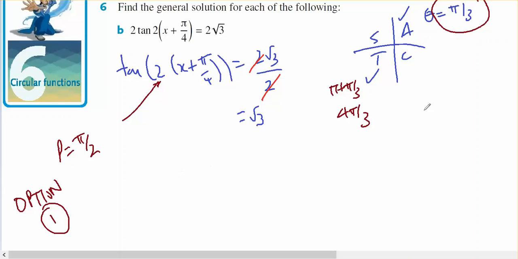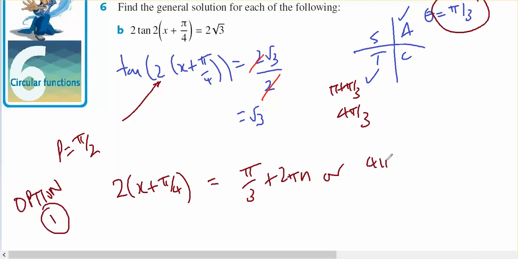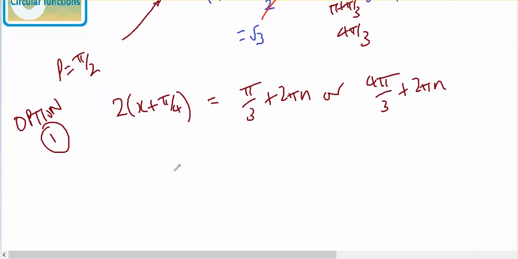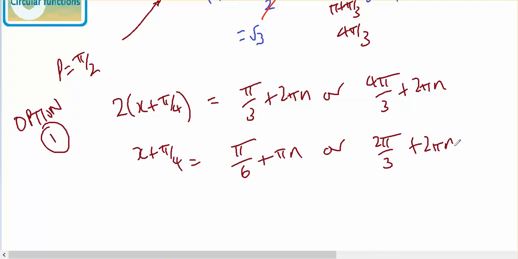and remember there's lots of ways that you can write solutions. It's going to be 2x plus pi on 4, because that's my angle, equals pi on 3 plus 2 pi n, or 4 pi on 3 plus 2 pi n. And now I'm going to use algebra to solve for x. Dividing by 2, 2x plus pi on 4 becomes x plus pi on 4 equals pi on 6 plus pi n, or 2 pi on 3 plus pi n. Because dividing by 2, the 2 cancelled with the 4 to leave 2 in the numerator.